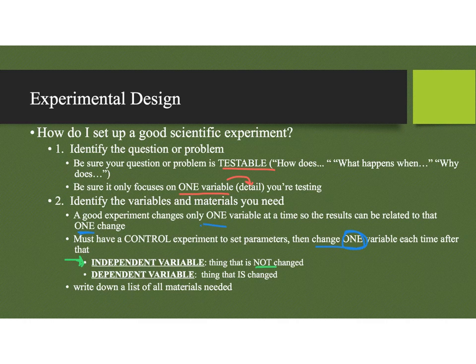Now, your dependent variable is the one that is changed. So that would be changing your Cheeto to a peanut, so that whatever change you saw in your results, for example temperature, that temperature change can be related back to the fact that it's now a peanut instead of a Cheeto. Okay, so that's your independent versus dependent variable. The independent is not changed. The dependent variable is the one that is changed.